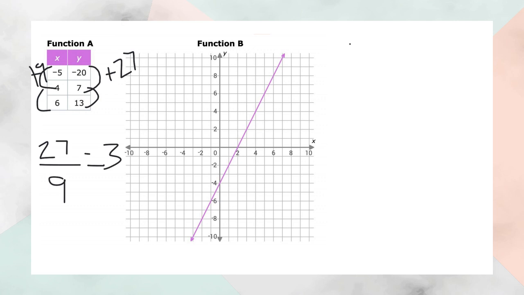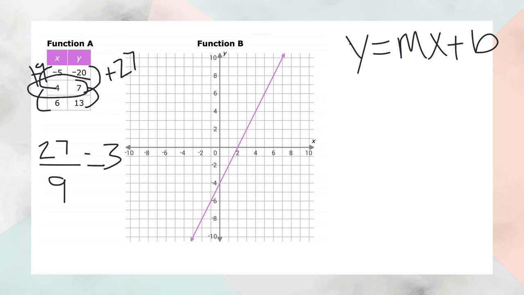Again, that is my slope. So after I have my slope, if I want to find my y-intercept, I use y equals mx plus b, and I plug everything in. So you can choose any point. I'm just going to use the one in the middle. I'm going to use 4, 7. So y is 7. My slope I found was 3. My x coordinate is 4. And then I have plus b.